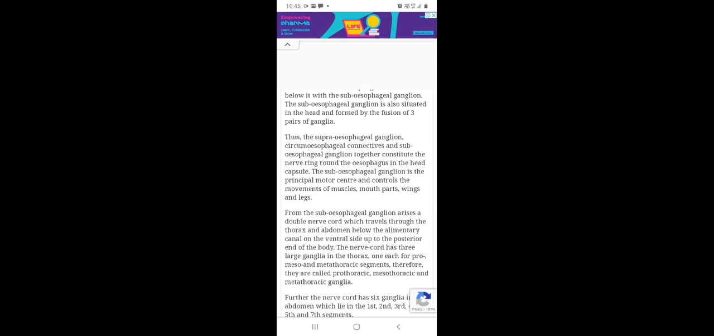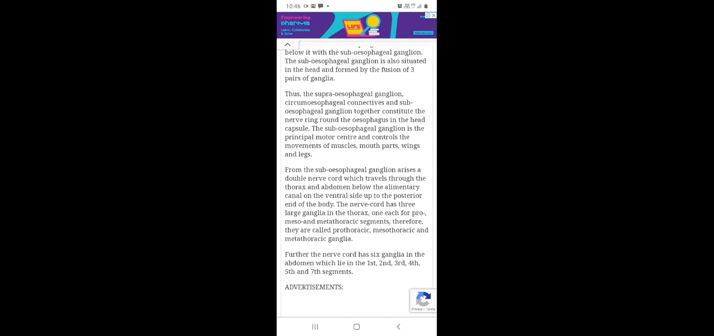Below the esophagus is a subesophageal ganglia. It is also formed by the fusion of three pairs of ganglia. The supraesophageal ganglia and subesophageal ganglia are connected by circumesophageal connective.